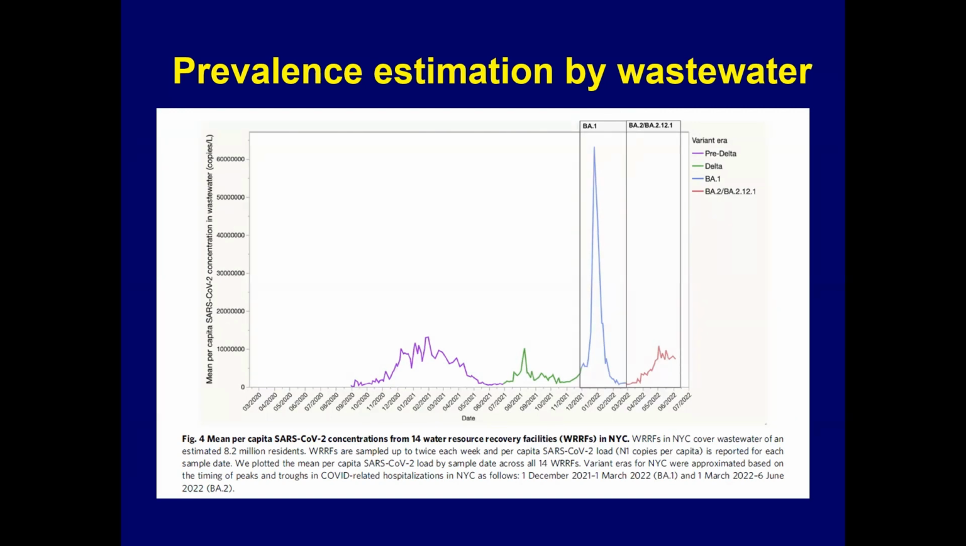And the third source, the prevalence estimation by wastewater, is a very powerful tool to more actively monitor the peak viral load at different times to give an estimation of what the population prevalence probably looks like.